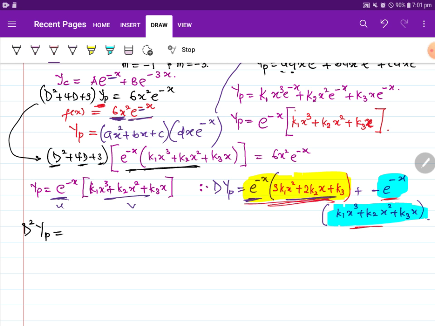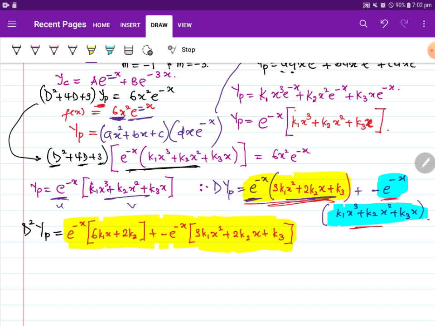So let's start with this first one. Write your u, that's exponential minus X into bracket. Now differentiate what is there, that's 6K1 X plus 2K2, that's all. Close the bracket. Now, that's u dv plus v du. That will give us minus exponential minus X into bracket 3K1 X squared plus 2K2 X plus K3. I've differentiated that yellow one. Let me highlight it so that you know that it's the one we've differentiated, using product rule to get the second derivative.